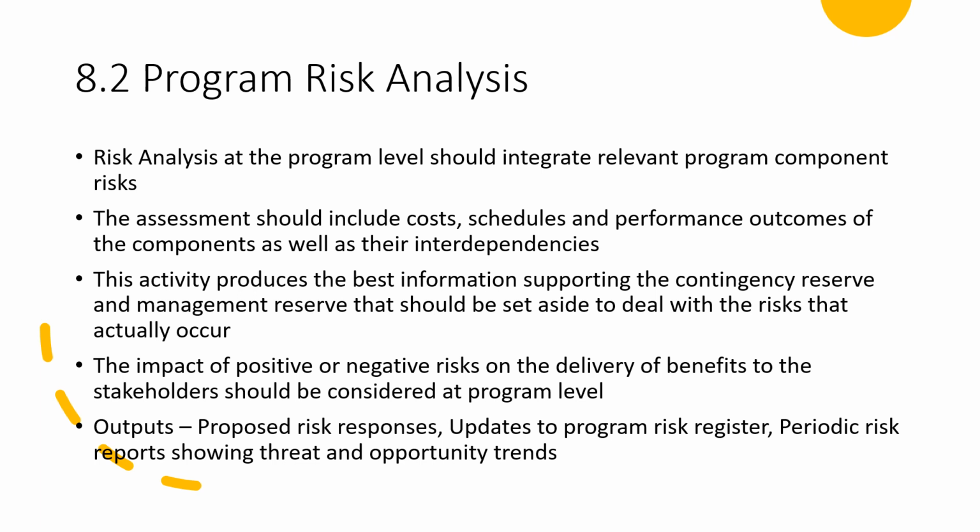The impact of positive or negative risks on the delivery of the benefits to the stakeholders should be considered at program level. So what we're trying to say here is that whenever you do risk identification and risk analysis, it should be done holistically for a program, at component level and at the consolidated, aggregated program level as well. The output of program risk analysis is proposed risk responses, updates to the program risk register, and a periodic risk report showing threat and opportunity trends.